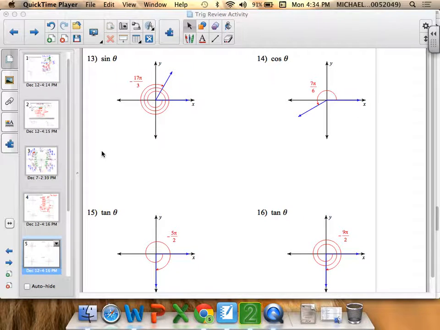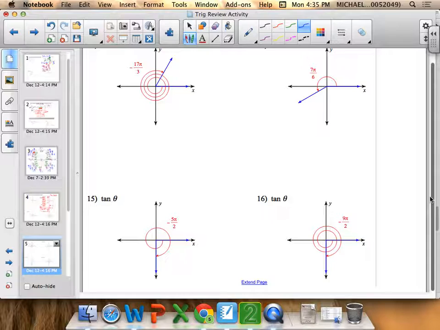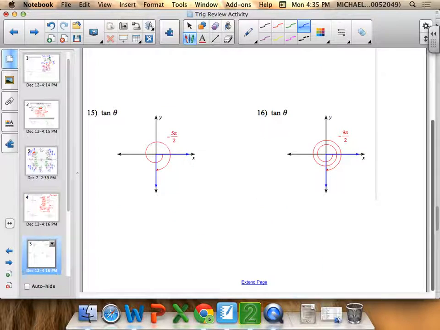So 13 through 16 are the same as the four previous. We're still finding the exact trig function that's given to us, but instead of degrees, it is now in radians. I will do one of the tangent ones.